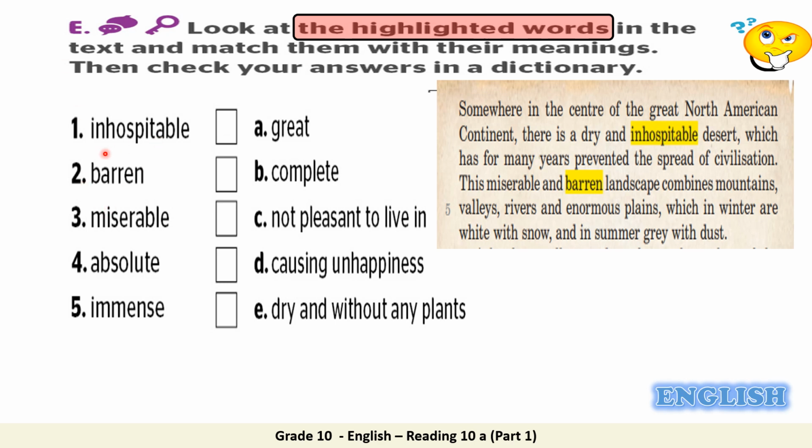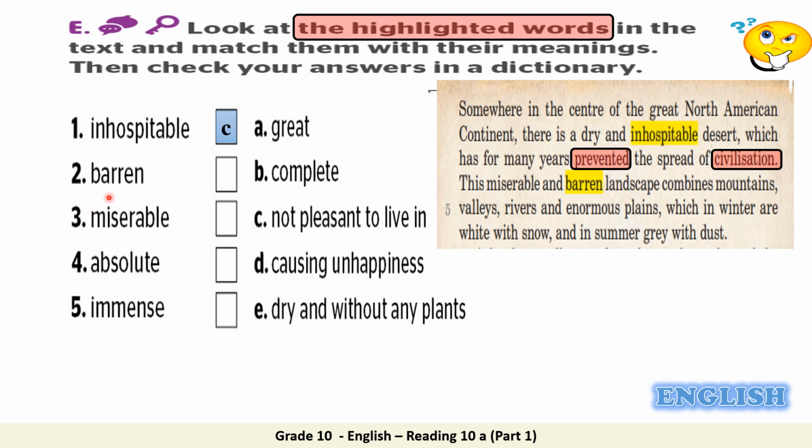Now let's answer together. The first word here is inhospitable. Can you find the context clues here? As we said before, the word dry is a context clue. Can you find out more? That's right. Prevented civilization. It also gives a negative meaning. So the word inhospitable means, that's right, not pleasant to live in.